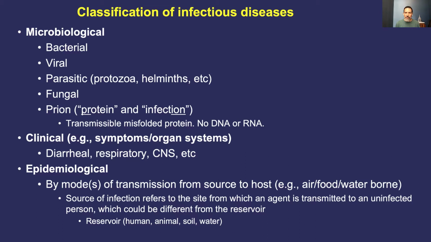Influenza, for example, is a respiratory virus. Coronavirus was initially classified as a respiratory virus as well, but we've come to learn that it affects almost every organ system. And finally, epidemiological classifications refer to the mode or modes of transmission, or the ways in which infections are transmitted from the source to the uninfected host. So things like airborne or foodborne, or by the so-called reservoir of the agent, which refers to the natural habitat where it lives, grows, and multiplies in nature.